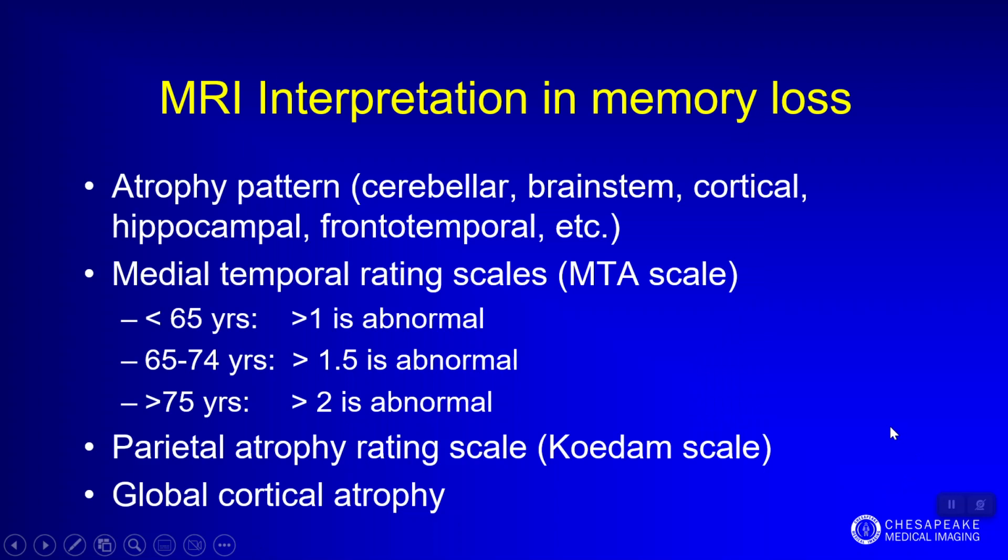You should note the atrophy pattern, particularly unusual patterns such as cerebellar atrophy, brainstem atrophy, cortical patterns of atrophy, hippocampal atrophy, or frontal temporal patterns of atrophy. A visual rating scale to assess the medial temporal lobe atrophy can vary, and it's age stratified, so you need to be aware of those changes and how that can change in normal aging. Another useful scale of visual interpretation of atrophy and memory loss is the Koedam score, which looks at parietal atrophy. And then there are also global cortical atrophy scoring systems.